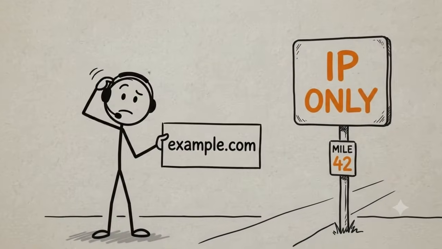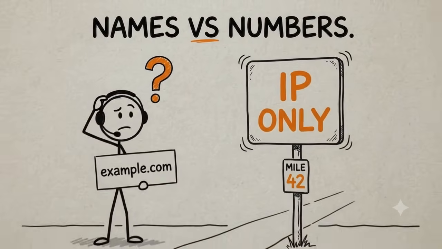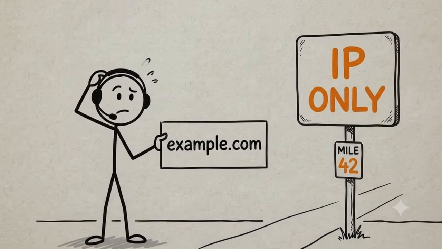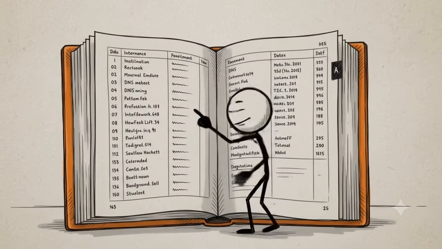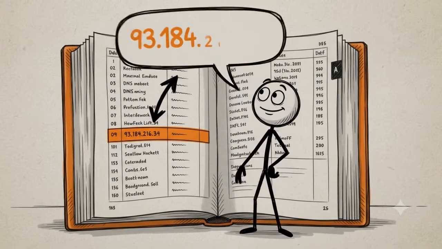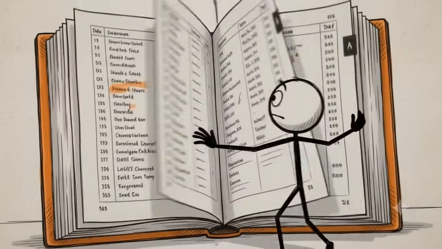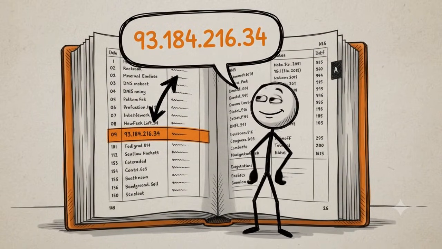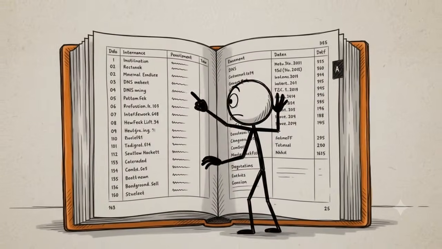First problem, you typed a name, but the network only understands numbers. Computers don't route to example.com, they route to an IP address. So before anything moves, your device has to look that name up. Your computer asks a DNS resolver, what's the IP for this name? DNS is the internet's phone book. The resolver replies with an address like 93.184.216.34. Analogy. You know a friend's name, but you need their phone number to actually call.